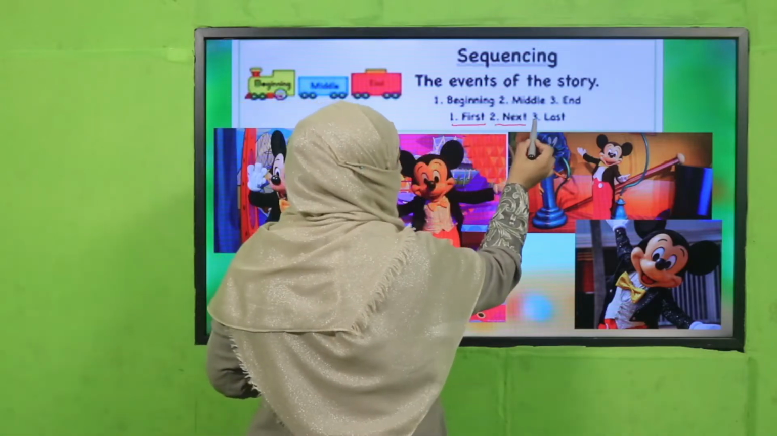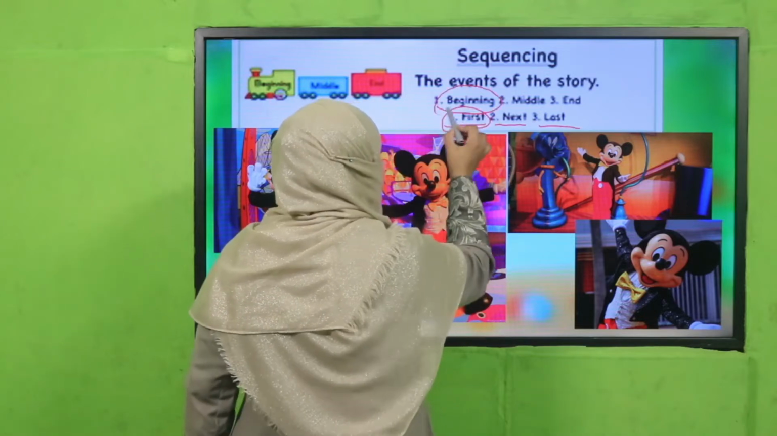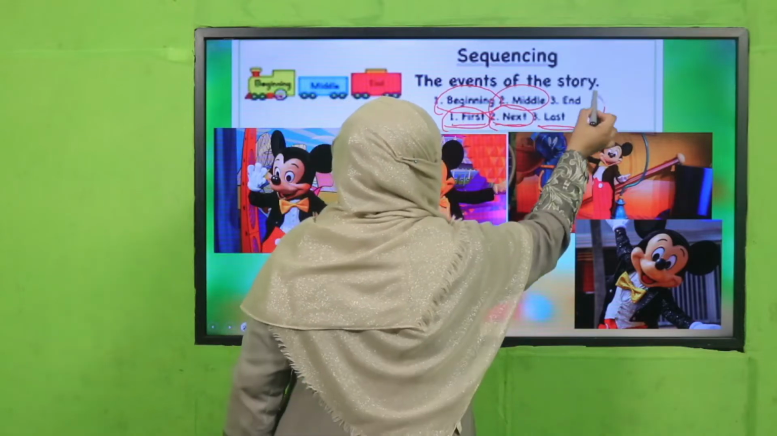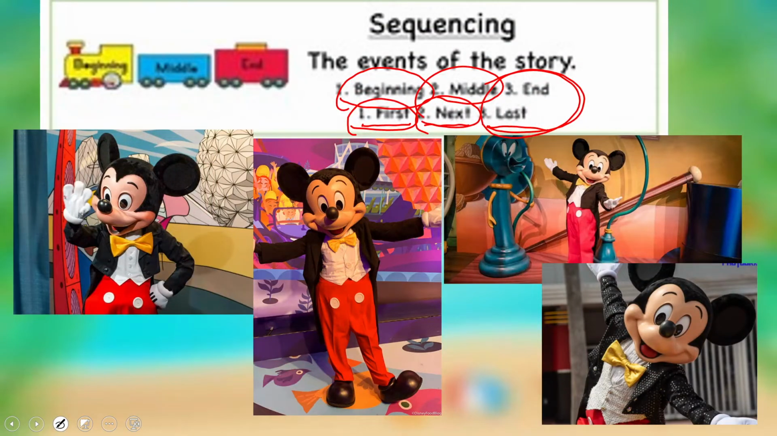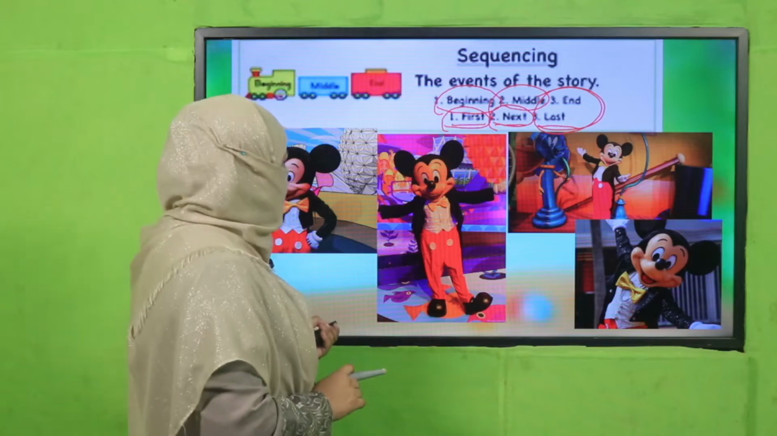First it happened, next, and lastly this. So the first thing we start with is called the beginning. Then whatever we are telling is the middle, and where we stop, we conclude our story. That is the end of the story. So we have to tell the things in sequence.